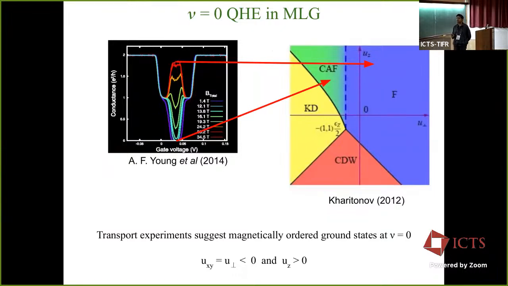The transport experiments seem to suggest that the ground state is magnetically ordered, because when you tune the Zeeman energy by applying an in-plane magnetic field, one finds a transition from an insulating phase where the conductance is 0 to something which has a conductance of almost 2e squared over h.